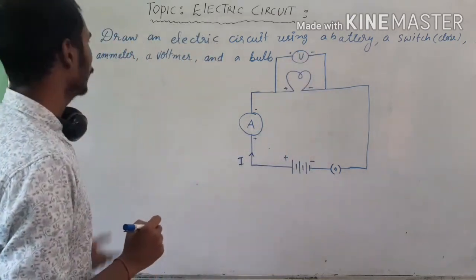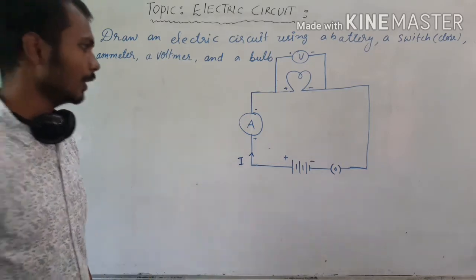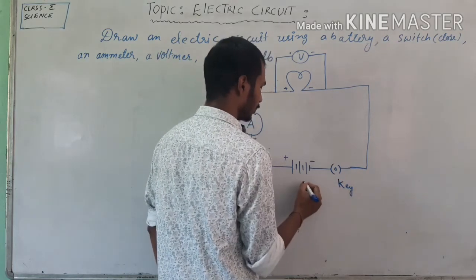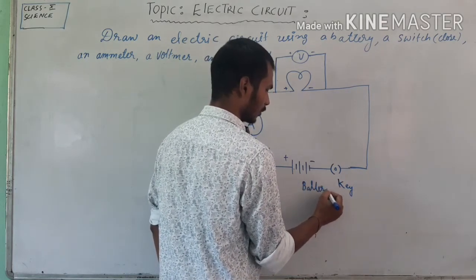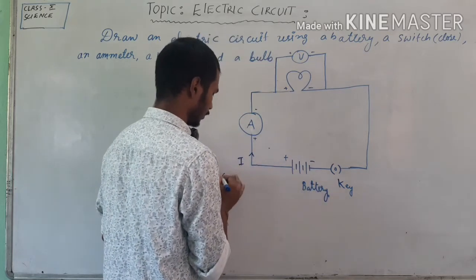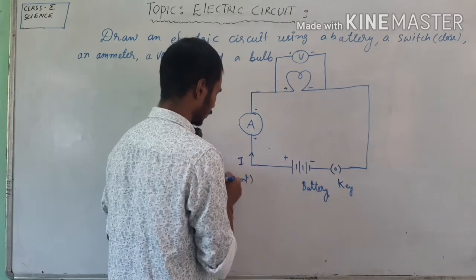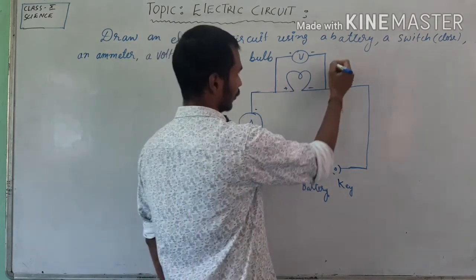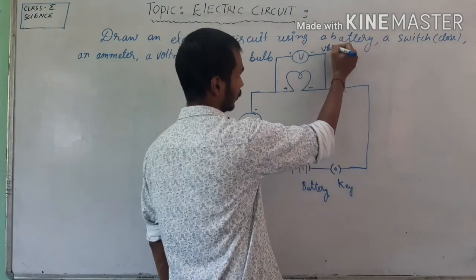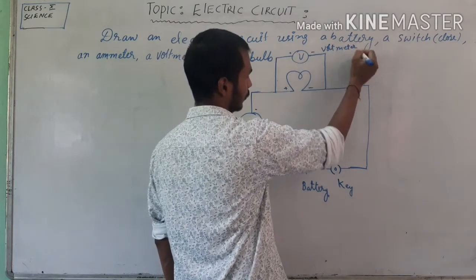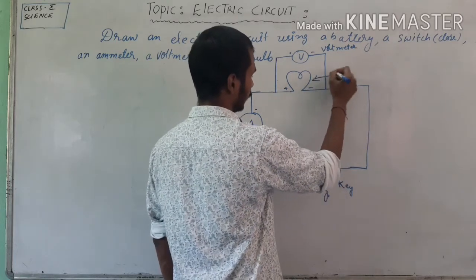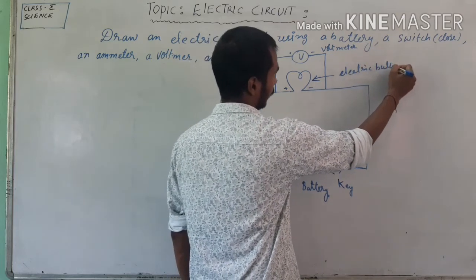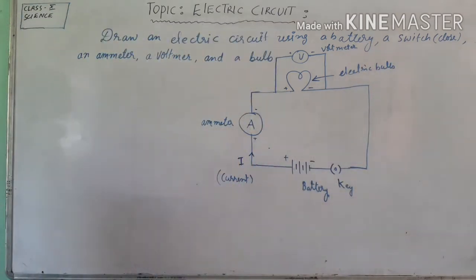Now what is left? Voltmeter, ammeter, bulb. Everything is done. Now name the devices. This is the key, battery, current, ammeter, voltmeter, and these are connecting wires. This is the electric bulb. So this is a very simple electric circuit.